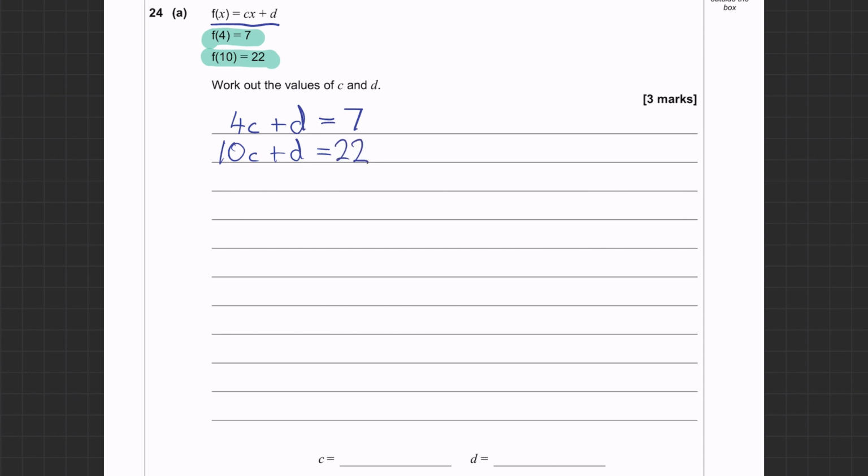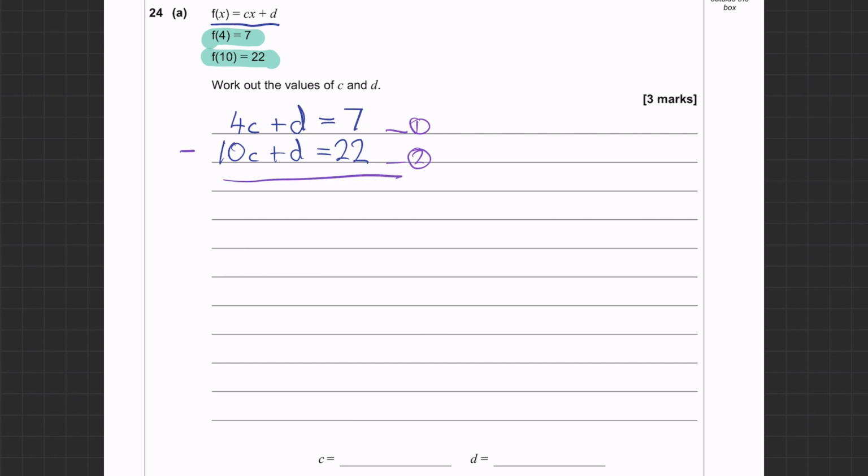This now all of a sudden looks very familiar because they're simultaneous equations. Now they've given it in a nice format because we don't have to do any multiplying of the equations, since we've got two values the exact same. So we can just do the first equation take away the second equation.